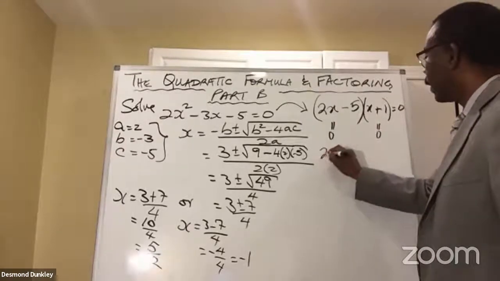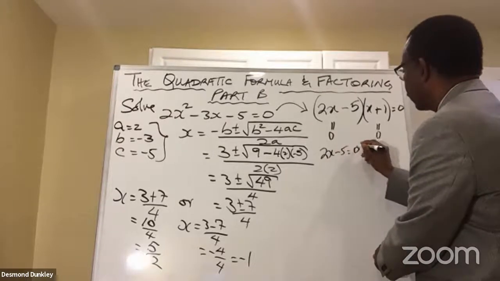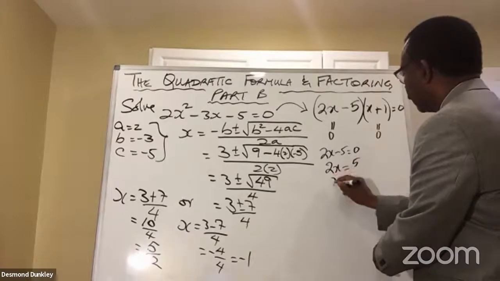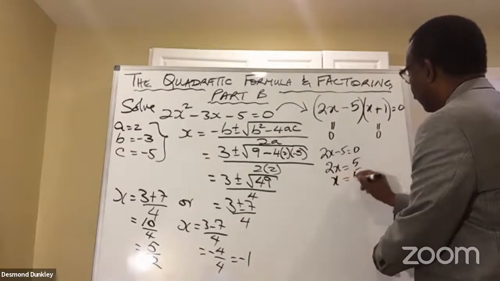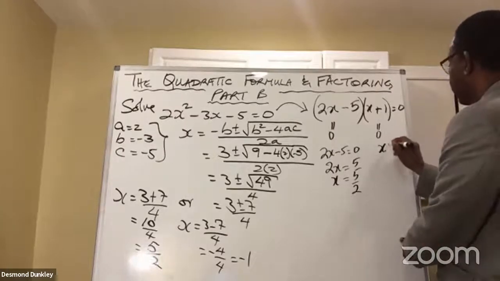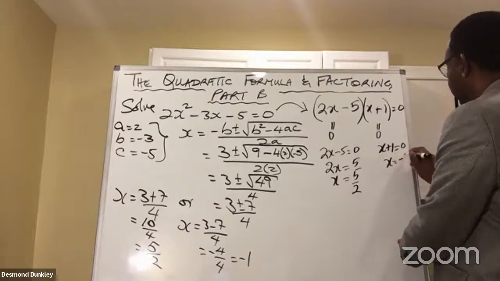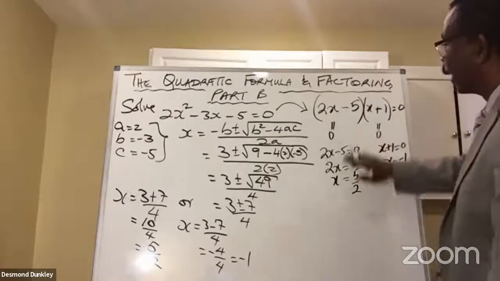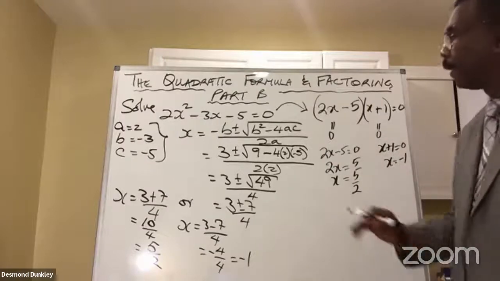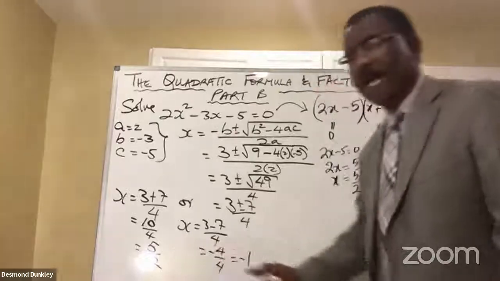We end up with 2x minus 5 equal to 0. Therefore, 2x is equal to 5. Therefore, x is equal to 5 over 2. So this one, x plus 1 equal to 0. So x equal to negative 1. Look at it. Because you could factorize, look how easy this works out. If you couldn't factorize, quadratic formula, same answers.